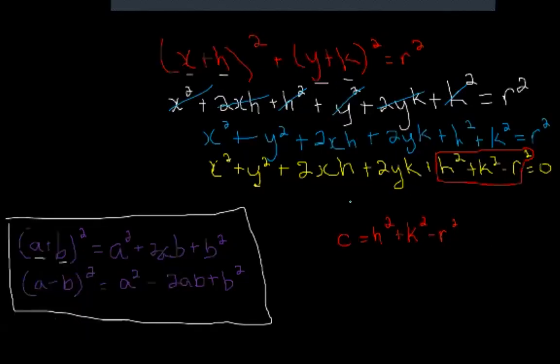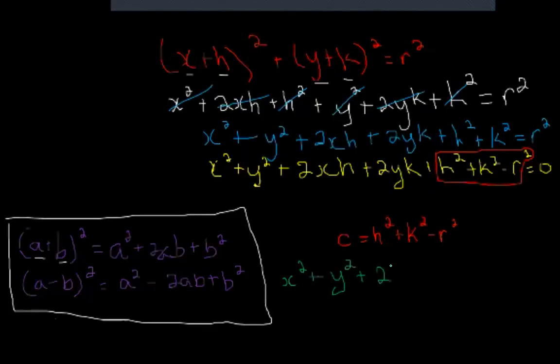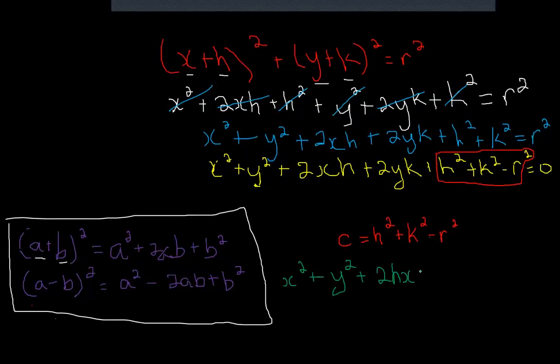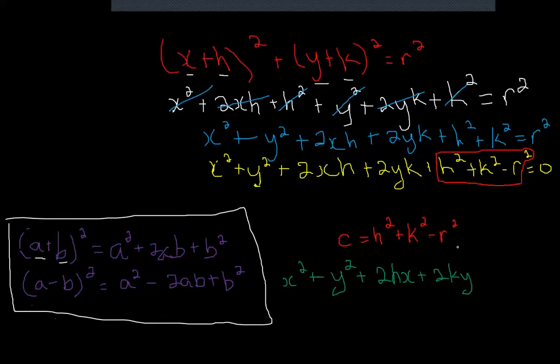And that's why I could rewrite this equation as x squared plus y squared plus, we're going to put hx instead of xh this time, but it doesn't matter, right? So hx plus 2ky. We said h squared plus k squared minus r squared, that's the same as c. So I can replace this whole red box right here with plus c is equal to 0.